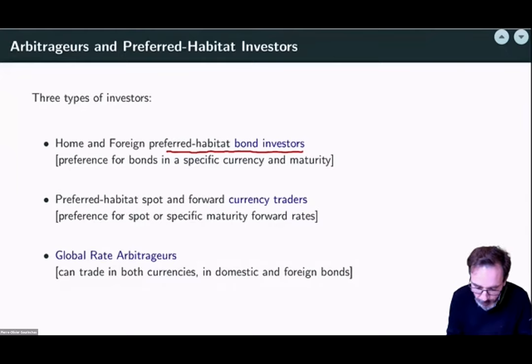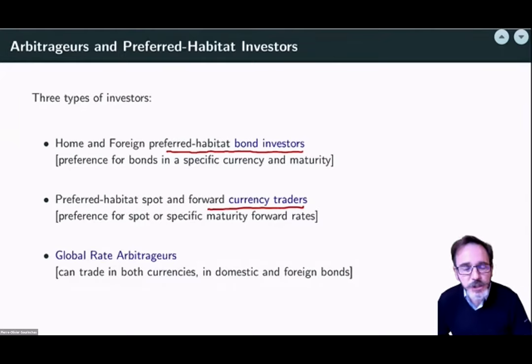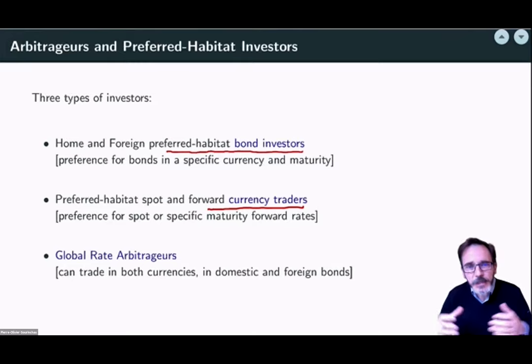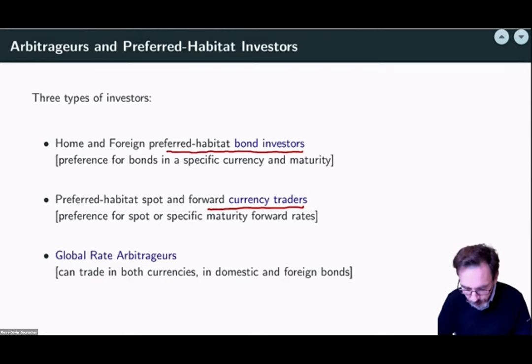Then we are going to assume that we have some currency traders. These are guys who just buy and sell domestic versus foreign currency at the short end. You can think of them as coming maybe from the real side. Again, it could be exporters and importers. They need to obtain foreign currency in order to settle trade, for all kinds of reasons. We're not going to get into what drives them. We're just going to represent their demand directly.